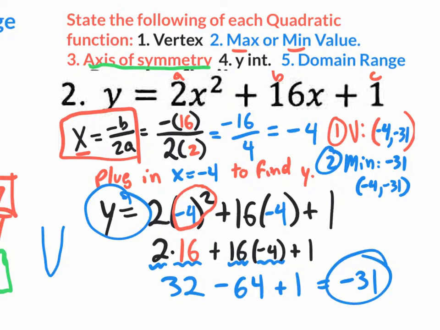Okay, so let's move on. We already stated the vertex. We stated that this was a minimum value, and that minimum value was negative 31, which is technically the y value of our vertex. How about the axis of symmetry? Yeah, it's that green dotted line that we draw right through the vertex, but we don't even have a graph. That's not even a real graph.